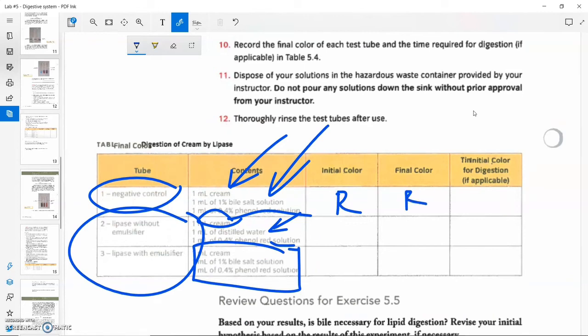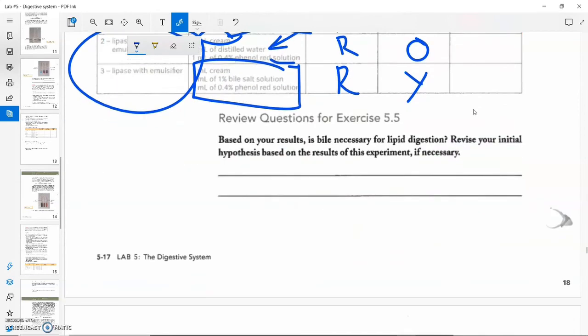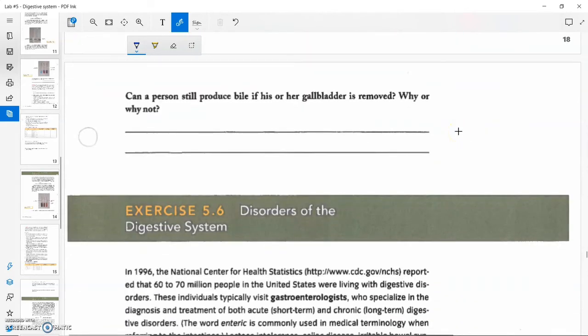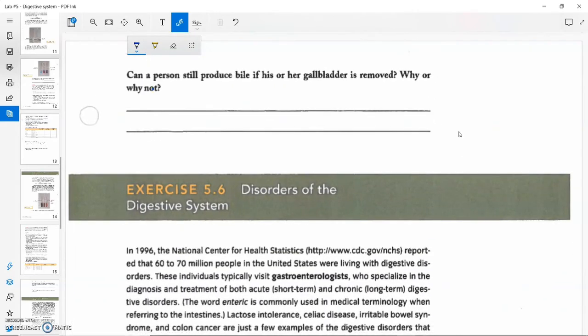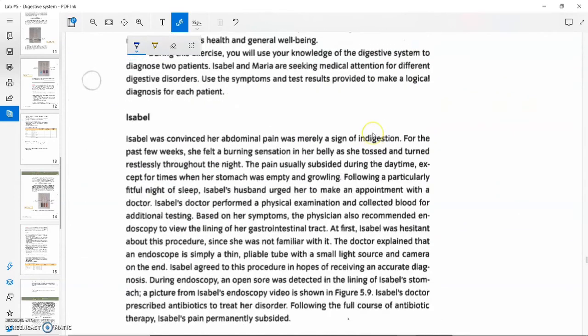Lipase without emulsifier. Will there be some breakdown? Yes, probably to the orange. And lipase with emulsifier goes from red to yellow. So bile is necessary for lipid digestion. Well, it is not 100% necessary, but it greatly accelerates lipid digestion. Can a person still produce bile if the gallbladder is removed? The answer is, of course, yes. The person cannot store or concentrate bile, but can produce it.